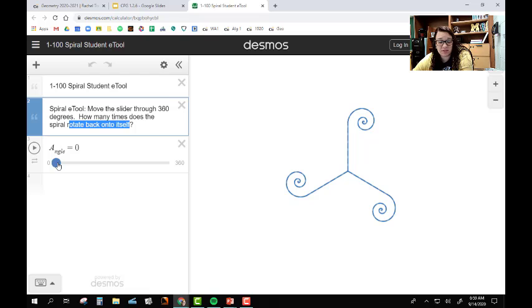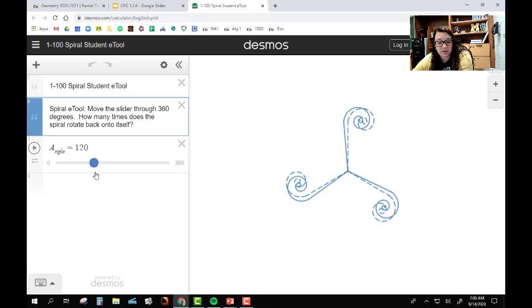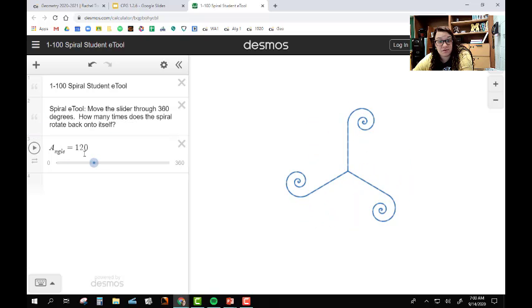So here's 0 degrees, it hasn't moved at all. If I start sliding it, it's going to turn, and I can see that I'm approaching a time when it's going to be on itself right here. So there's 120 degrees, it rotated onto itself. So it has rotational symmetry at 120 degrees. And there's another one at 240 degrees. And the last one at 360 degrees.